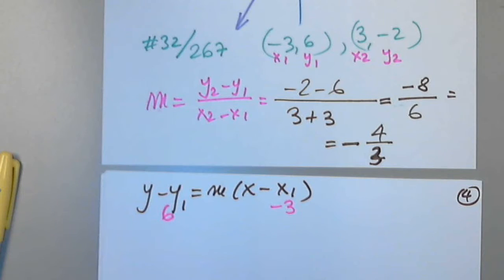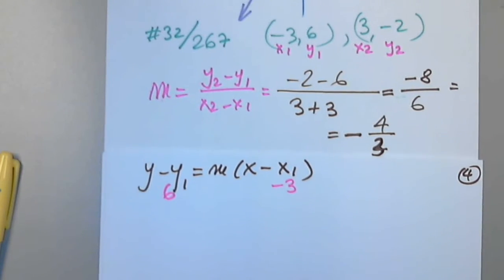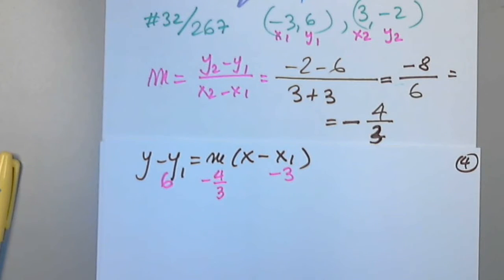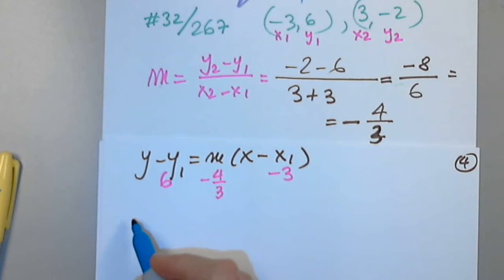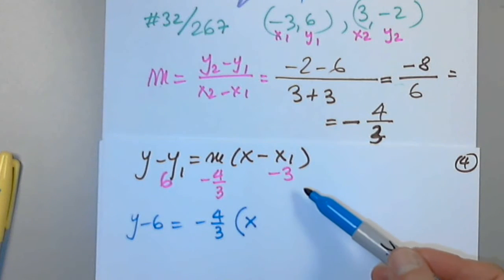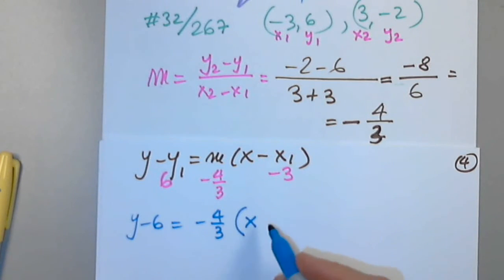I will write underneath those variables, they're not variables, those given values, negative 4/3. And after I position them underneath the information I have, then I will rewrite the equation slowly, putting the numbers in. So I have y minus 6 equals negative 4/3, and in parentheses x, I see a minus and a minus 3, plus 3.